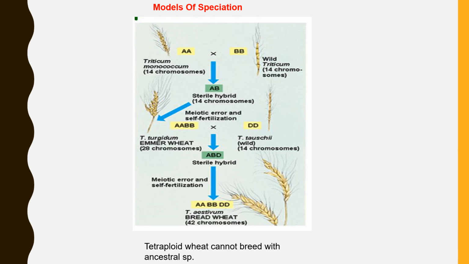Hybrids formed between the emmer wheat and the wild wheat Triticum tauschii with D genome led to the formation of a sterile hybrid ABD, which later by meiotic error and self-fertilization led to the formation of the present-day wheat Triticum aestivum with three sets of genomes, AABBDD genotype.